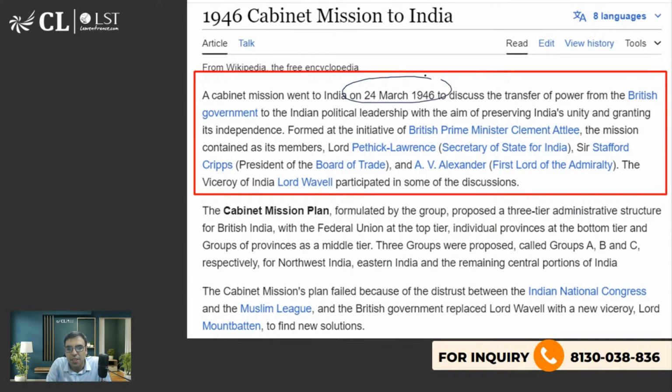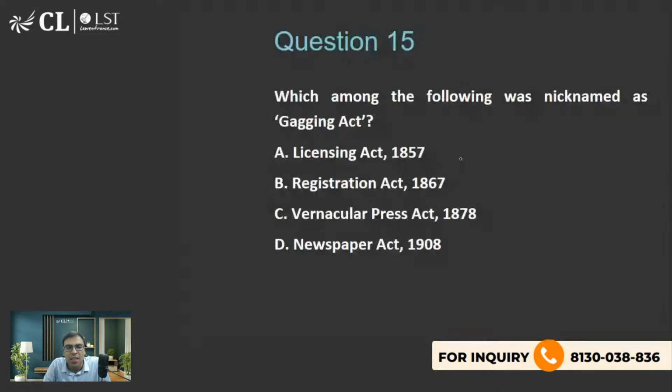तो आप देख सकते हो कैबिनेट मिशन. So it was sent by British Prime Minister Clement Attlee, and there were members Patrick Lawrence, Stafford Cripps, and वही जो Cripps mission वाले A.V. Alexander was there. The next one is who among the following was nicknamed as Gagging Act? Licensing Act 1857, Registration Act 1867, Vernacular Press Act 1878, Newspaper Act 1908. What is the right answer to this question?